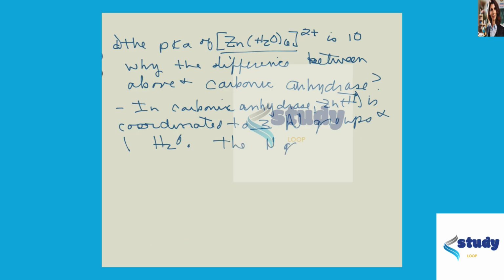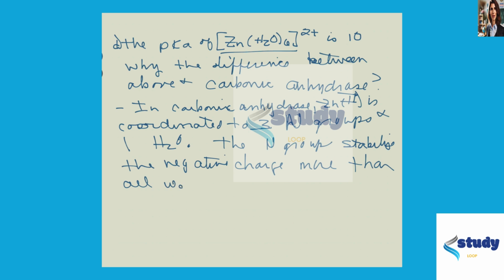The N groups stabilize, I should write, the negative charge more than all waters. I think that's good.